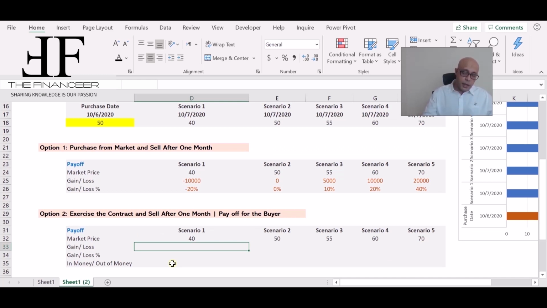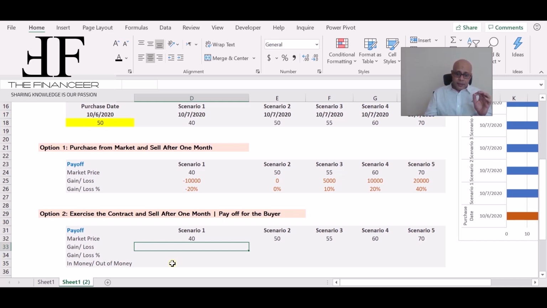Assume that in the first scenario the market price after 1 month reached 40. So now you are in a position to decide whether to purchase from the market at 40 or to exercise the option contract and pay 55. What is more beneficial for you? Paying 40 or paying 55? Definitely you are going to pay $40.